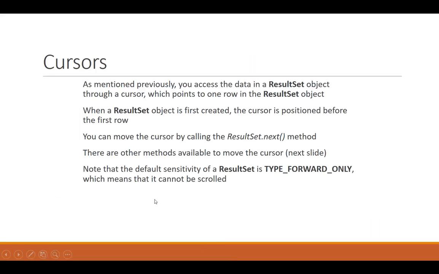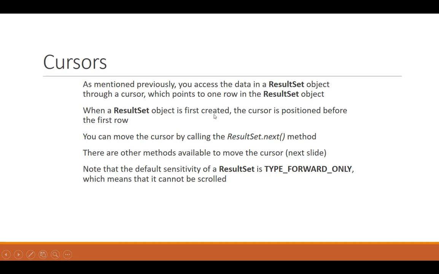Now, sometimes if you have stored procedures that deal with a collection of records, you still can call stored procedures. You can still call SQL functions, but you might need to deal with a cursor. As we talked about previously, you access data in a result set through a cursor, which points to one row in a result set at a time. Remember, stored procedures can work with one record at a time.